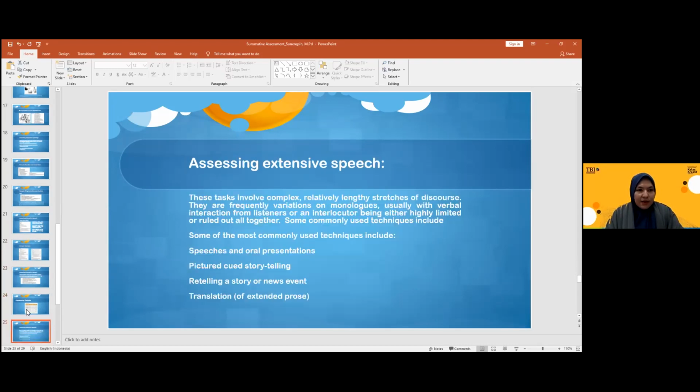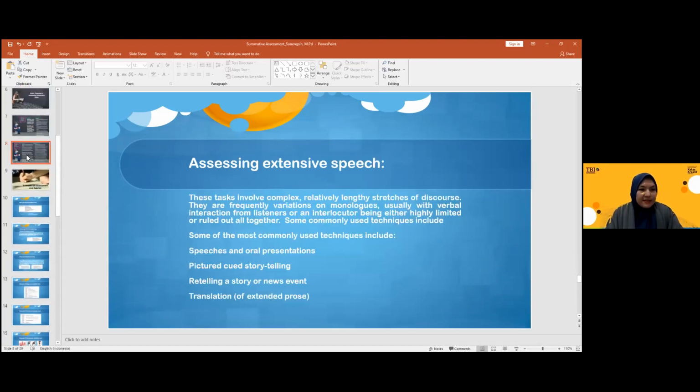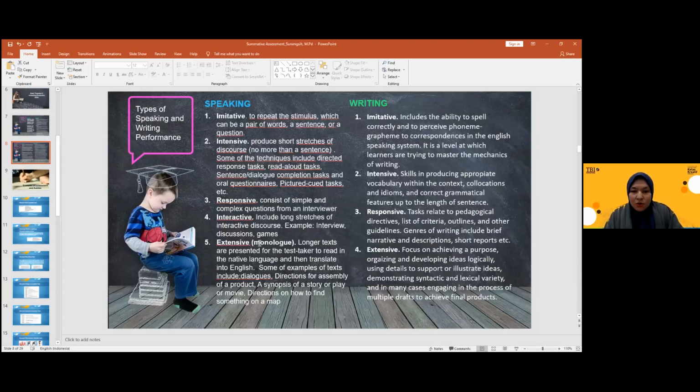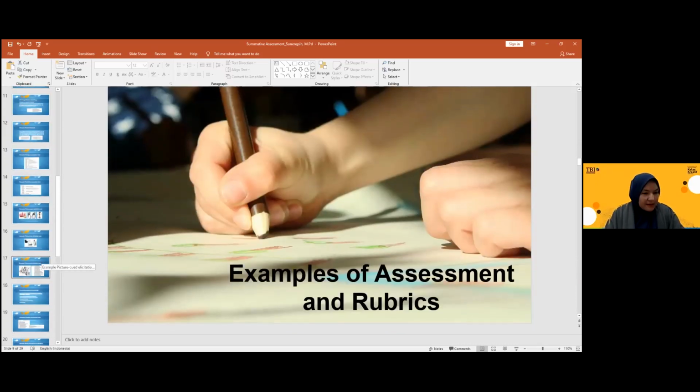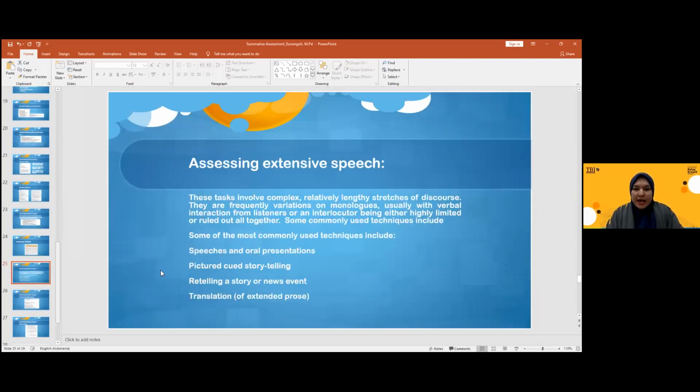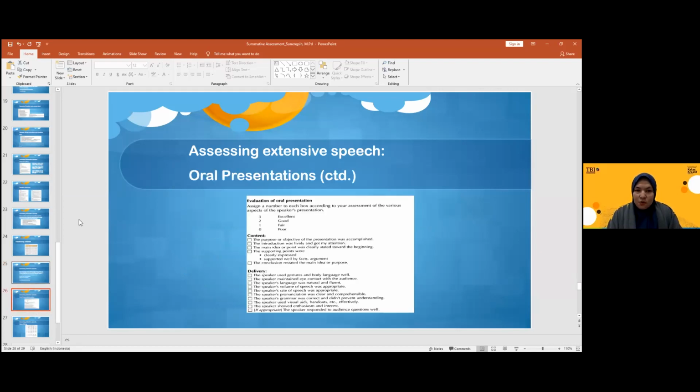And then the last activity is extensive, or monologue. Longer texts are presented. In this extensive activity, you can see in this slide, speeches and oral presentations can be classified as extensive speech. Storytelling also, a news event, retelling a story, translation also, and this is the form of assessing. I took this from down. Some teachers only want to see the content and the way the students deliver the content.